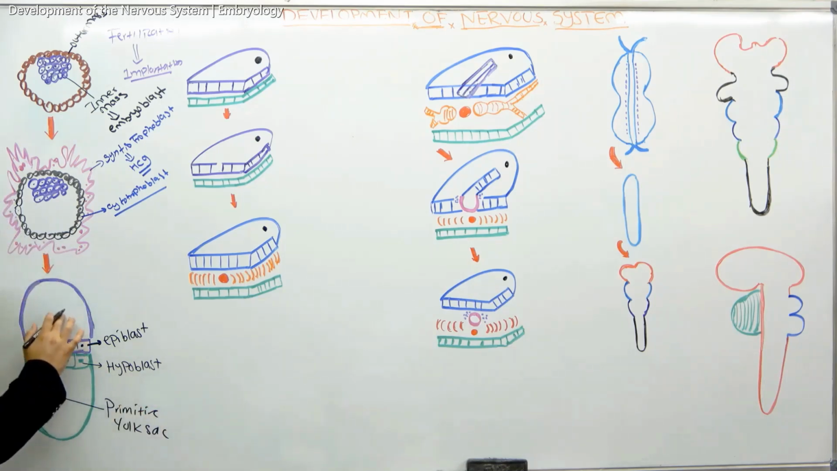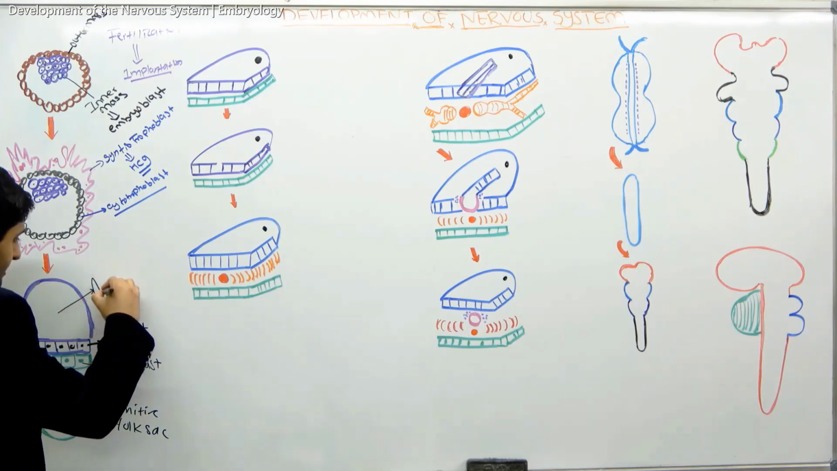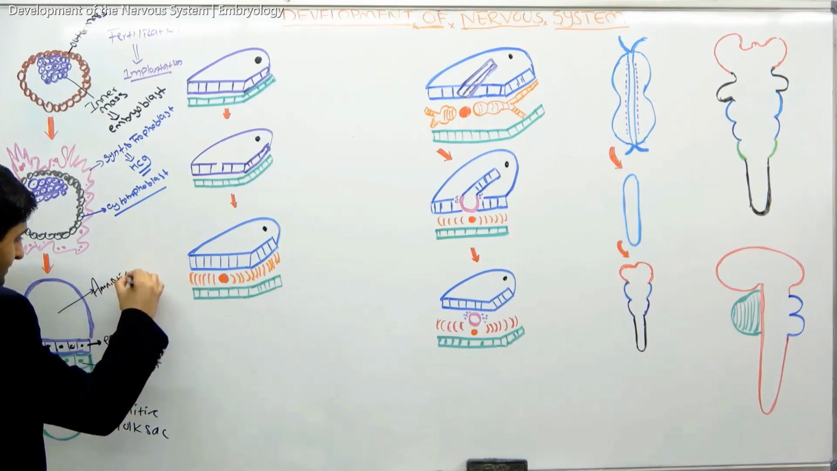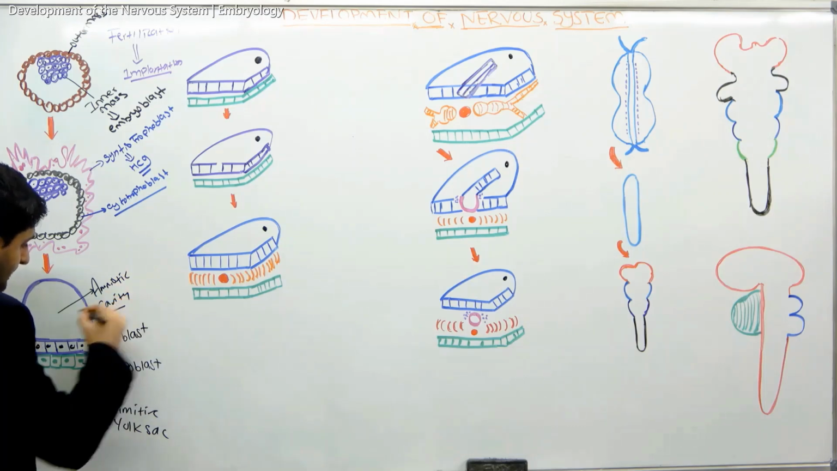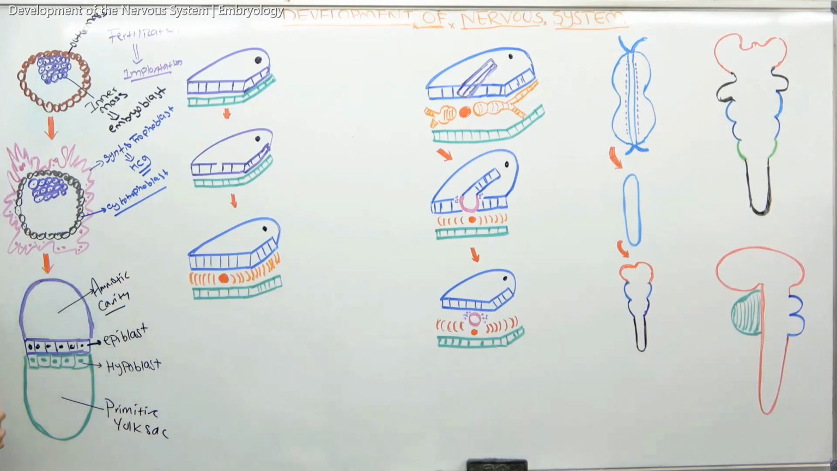And then this epiblast makes this layer. What is this called? This is called the amniotic membrane. And this right here is called the amniotic cavity. All right, so this is the epiblast and this is the hypoblast. That is what's happening in your second week of development.